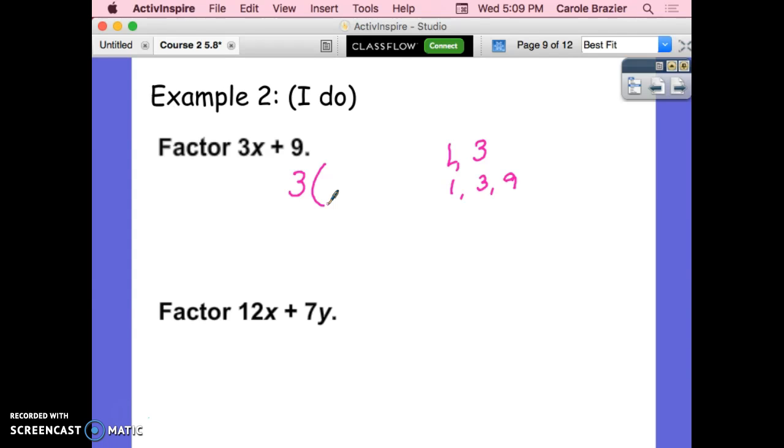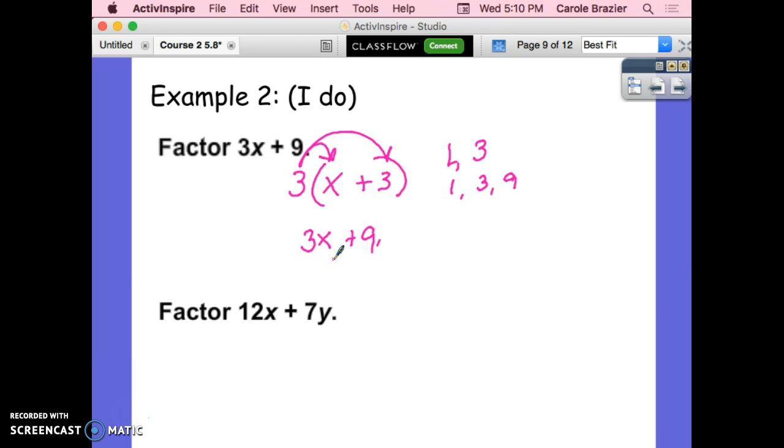Inside the parenthesis, this first term, I'm trying to figure out what I can take to get 3x. So 3 times what gives me 3x? So 3 times x gives me 3x, and 3 times what gives me a positive 9, which would be a positive 3. Okay, so that is what we're looking for. We're taking it back out to what it looks like before we distributed. And then you're going to check. So 3 times x is 3x. 3 times 3 is 9. So this and our original problem look the same, so we know we are correct.